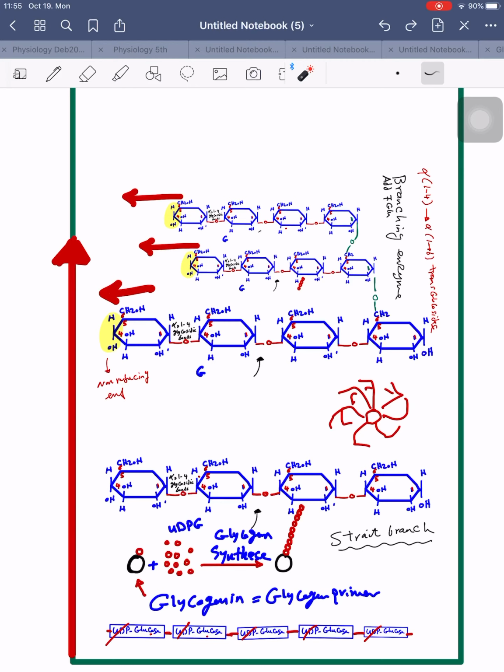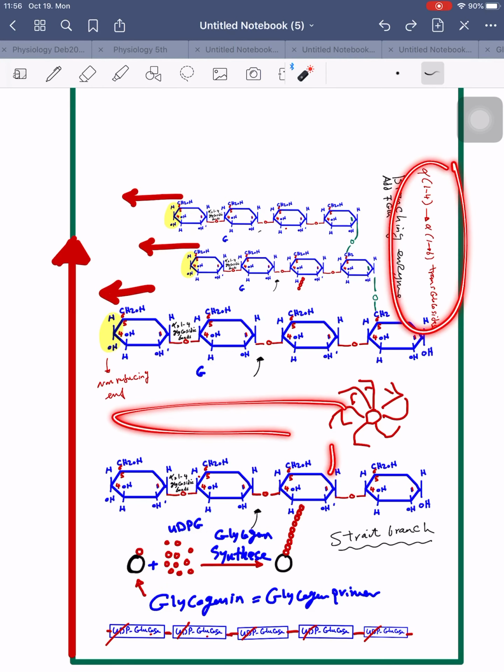Okay, so once you're able to make a primer, then you add many glucose to that primer to make a straight line of glycogen by glycogen synthase. Then you have another enzyme which comes to add a branch to that growing chain. It is the branching enzyme. Now we have glycogen.